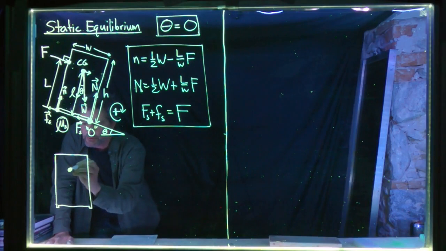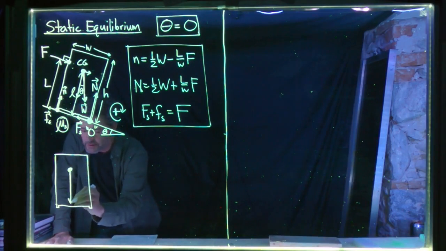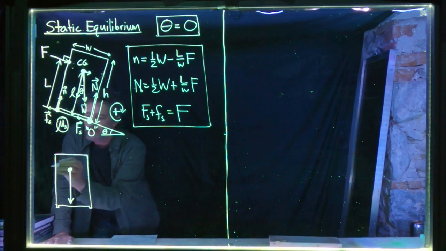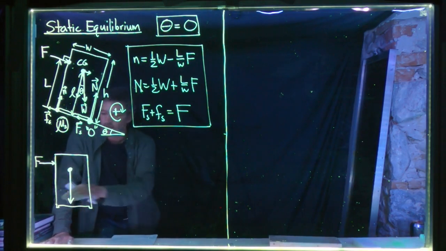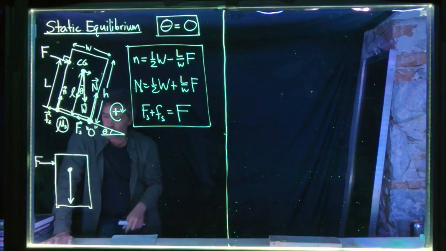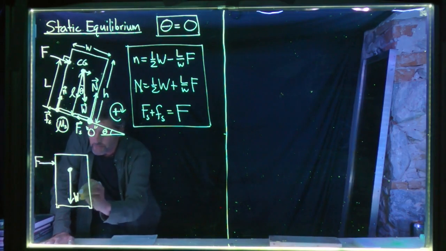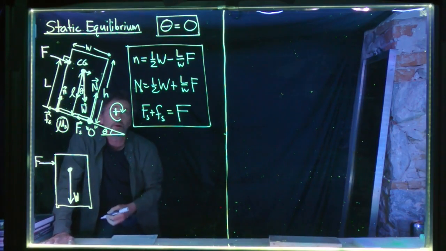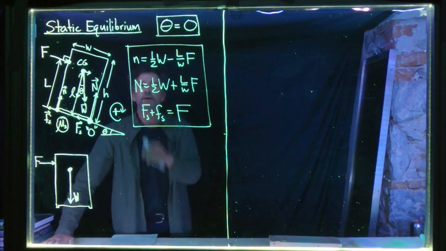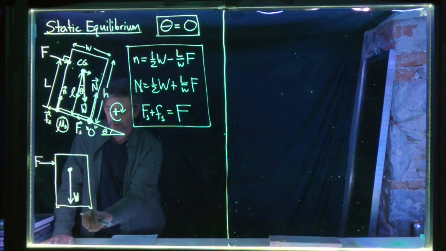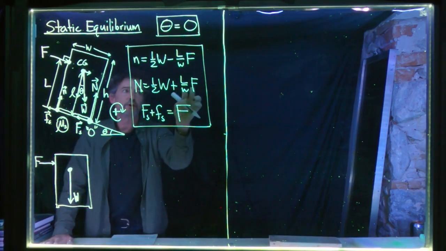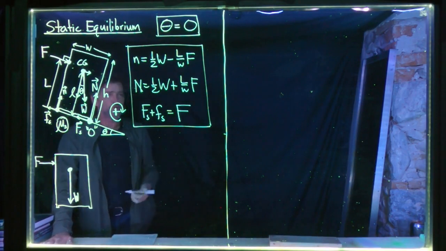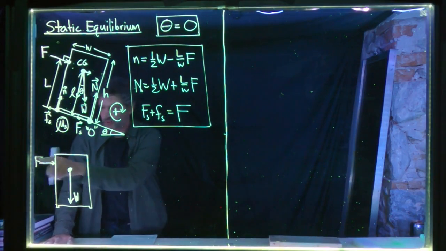So there's the usual gravitational force, that's the weight W. And we have an applied force F to the right. It's being applied a distance L above the ground. So this is the weight. Now let's put in big N, the normal force exerted on the right leg, the upward force exerted on the right leg. It is half the weight plus another term that's proportional to the applied force F.